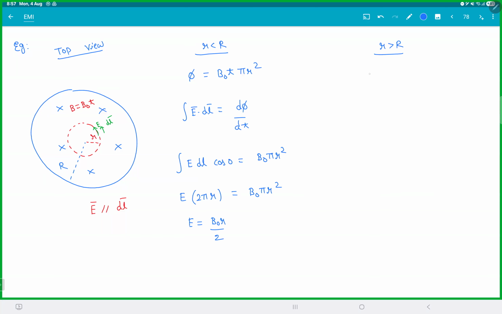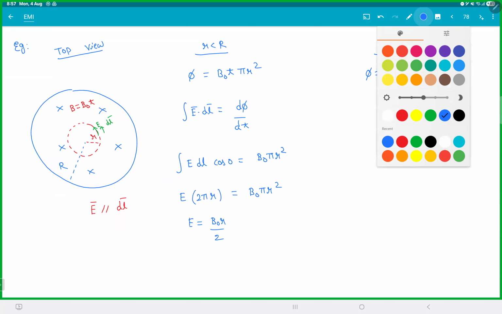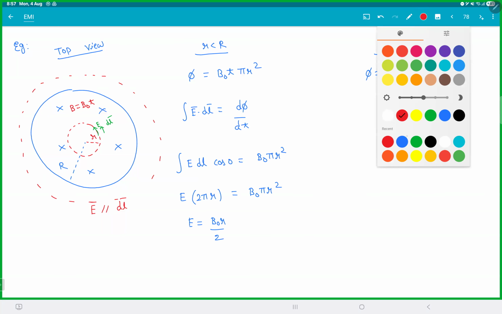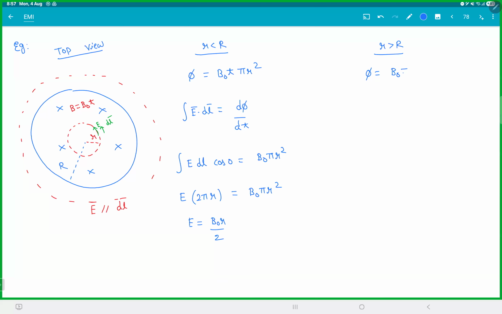For r greater than R, means now you're taking a ring outside, but the magnetic field is only present up to capital R. So the flux is B naught t into pi capital R square. Same story, integral E dot dl is equal to d phi by dt. LHS will be E into 2 pi small r, the distance of the thing. This will be B naught R square. So here you'll get E is equal to B naught R square by 2 small r.